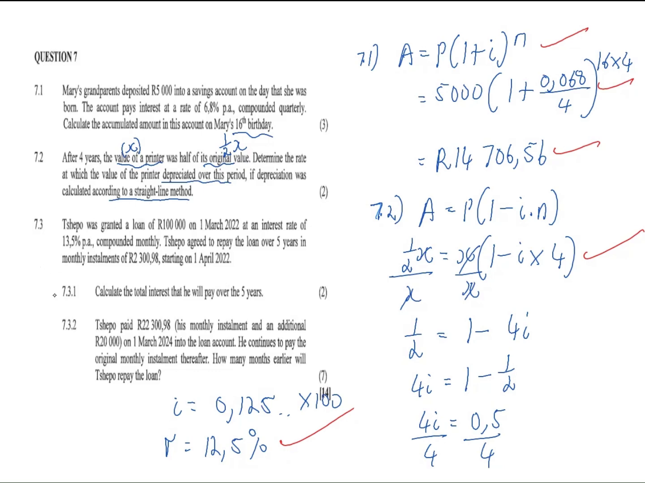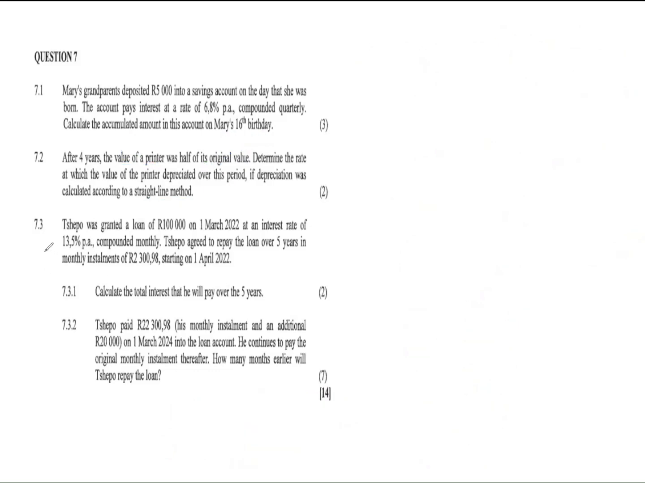Okay, then we have 7.3. They say Tepo was granted a loan of 100,000 on 1 March 2022 at an interest rate of 13.5% per annum compounded monthly. Tepo agreed to repay the loan over 5 years in monthly installments of 2,300.98 starting on 1 April 2022, which is just a month after he took the loan. Calculate the total interest that he will pay over the 5 years, right?